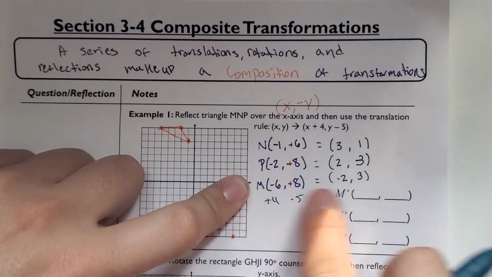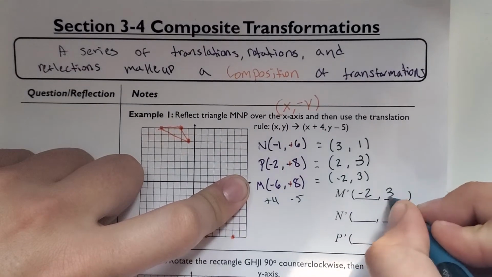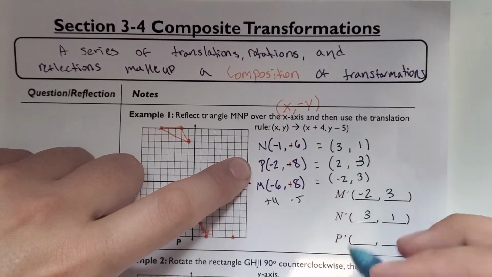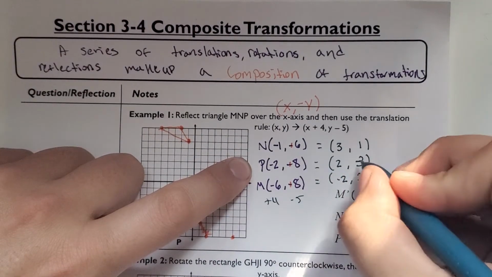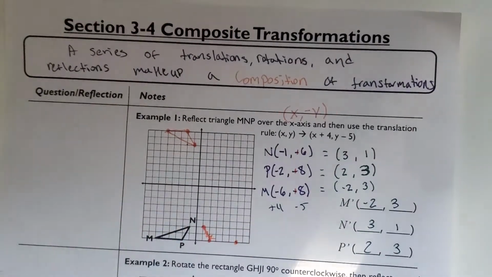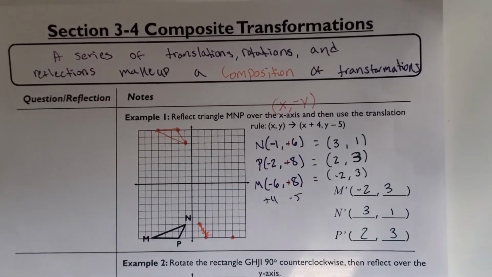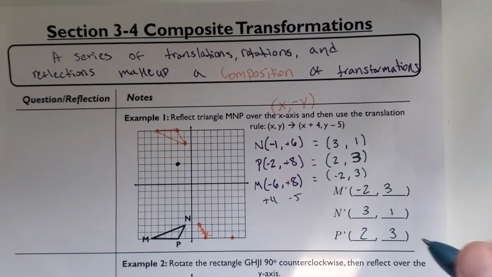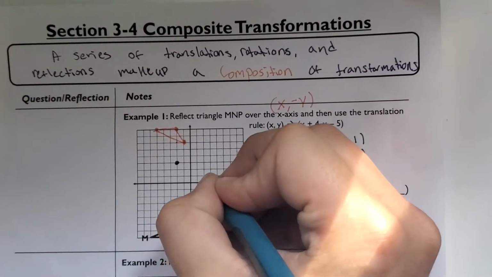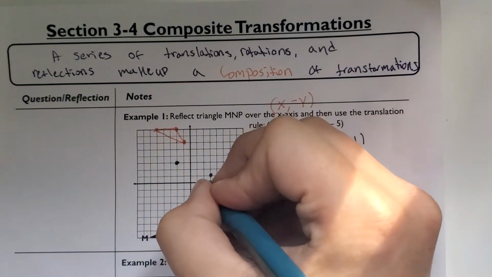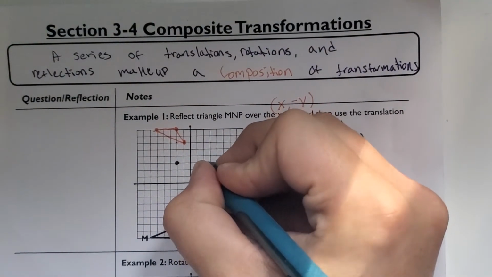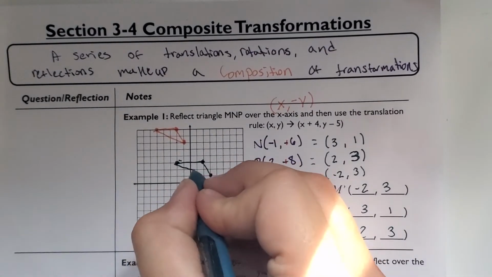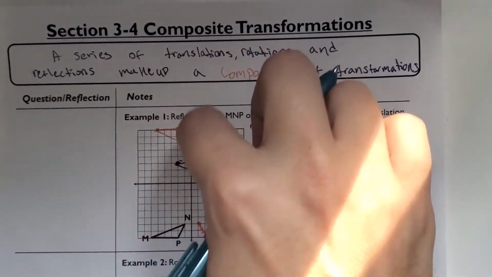Make sure we put them in the right spots. M prime was -2, 3. N prime was 3, 1. And P prime was 2, 3. I don't know why, it kind of looks like a negative there. Give that 2, 3. And we can graph that final solution over here. So -2, up 1, 2, 3. 3, 1. And 2, 3. And there is my final triangle after reflecting it and then translating it.